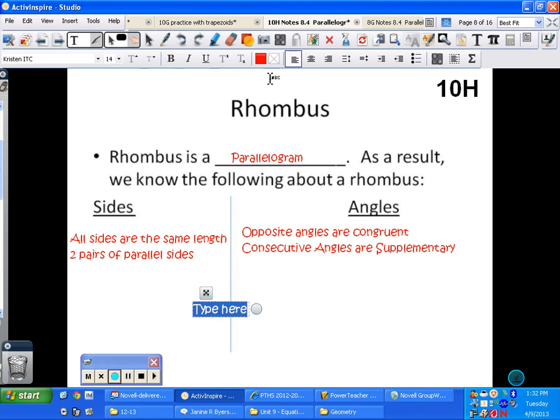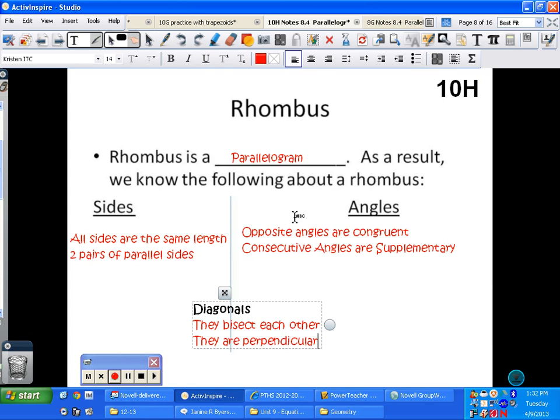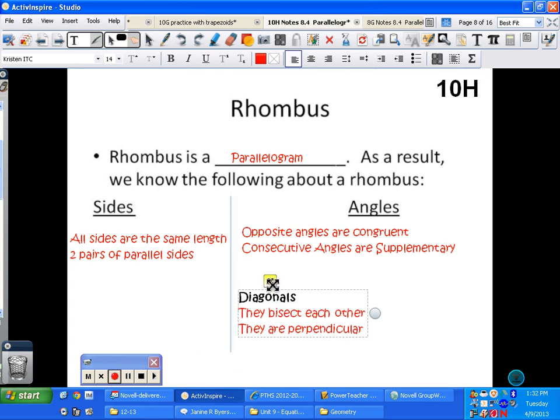And then we're going to add a section again about the diagonals. There's one new thing about the diagonals of a parallelogram, and that is, well, first we have the old one that the diagonals bisect each other, but they are also perpendicular. They're not congruent necessarily, but if they are, that's a different kind of shape, but they are perpendicular and they do bisect one another.